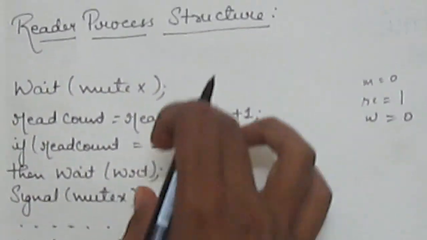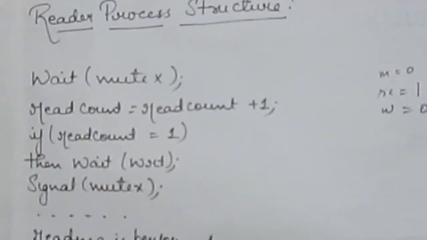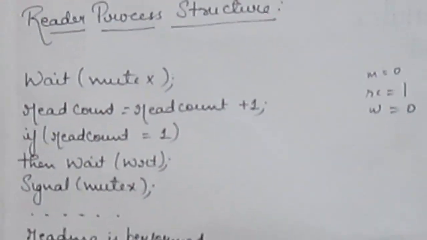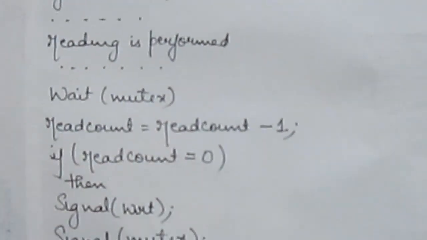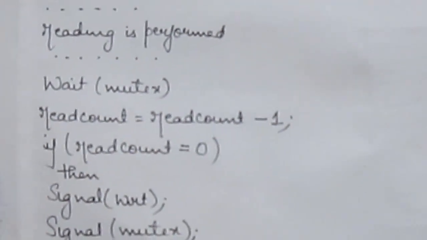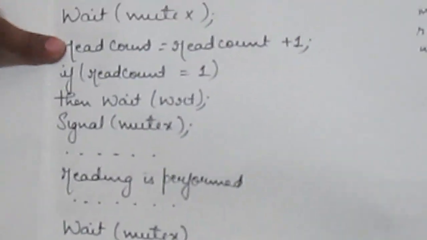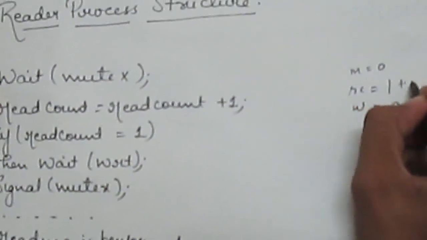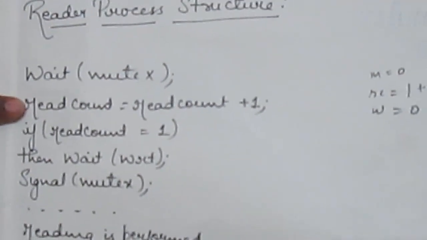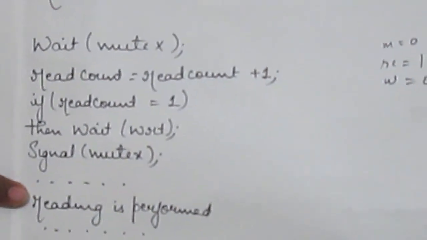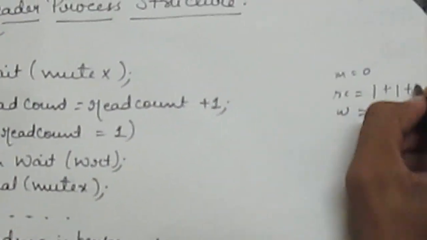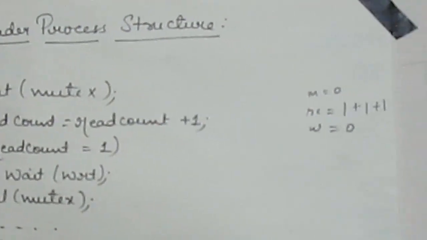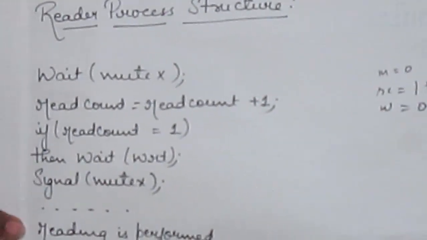Alright. Now as the reader has successfully entered into this critical section, the reader can start reading the shared file. So the reader will perform the reading. Now let's say one more reader enters. Then read count will again increase, read count will become 2, and it will go inside the critical section and perform reading. Let's say one more reader comes, so again read count will increase and it will enter into the critical section and start reading.